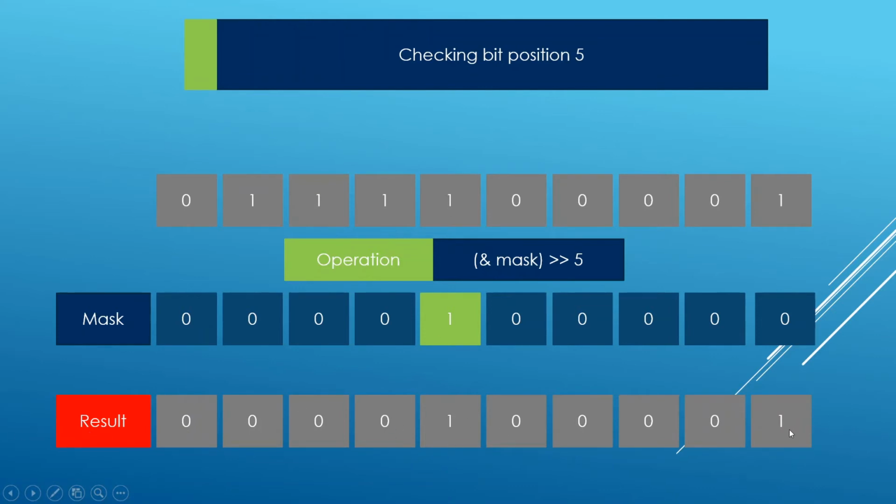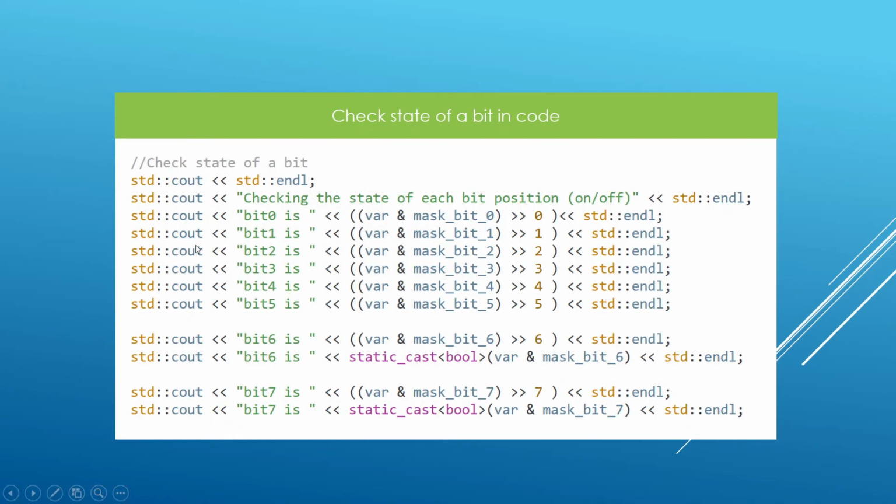If we shifted that 5 times, we would end up with a 0 in this bit position 0, and we would interpret this result as a 0. Here is how we can do this in code. If you look, we are printing things out. We are saying bit 0 is, we're going to take var, AND that with the mask, and we are going to get our result printed out.